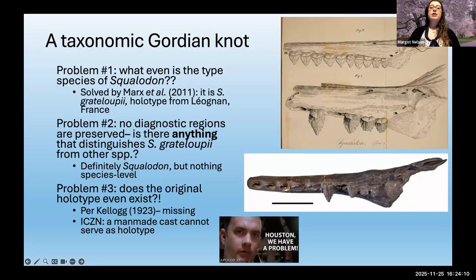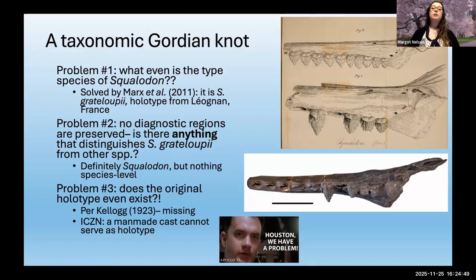The second problem, though, was that no diagnostic regions are preserved on this fossil. So for toothed whales, we largely care about the area surrounding the nostrils. We really care about the ventral surface of the skull, and we really care about the hearing complex, the ear bones. Those are the most diagnostic regions for toothed whales. So we don't have any of those regions preserved. So is there anything about this one specimen that could be really distinctive? And my findings were, it's definitely Squalodon, but there's nothing really distinctive about it.